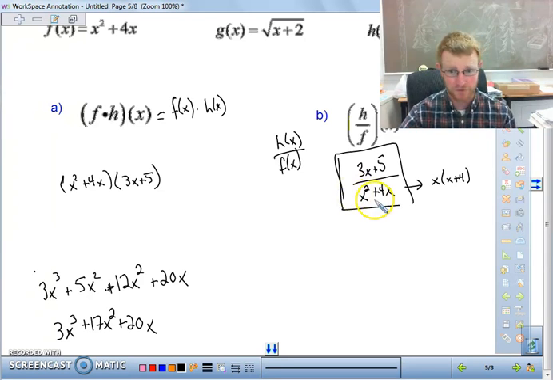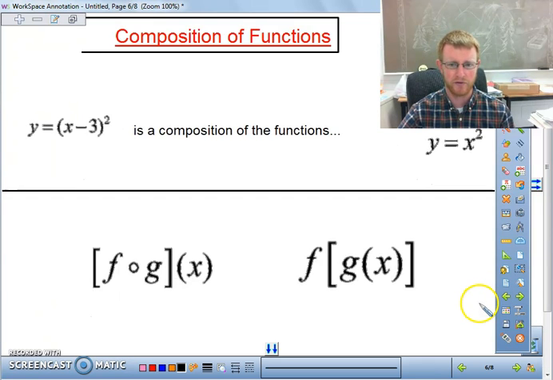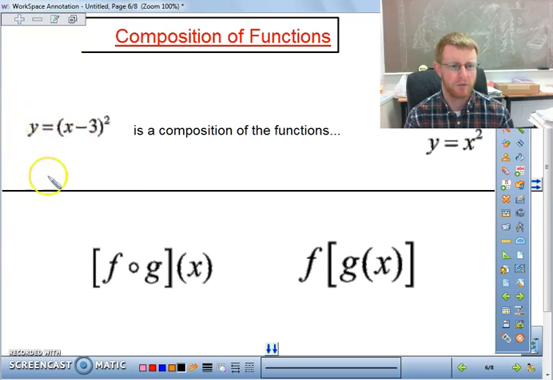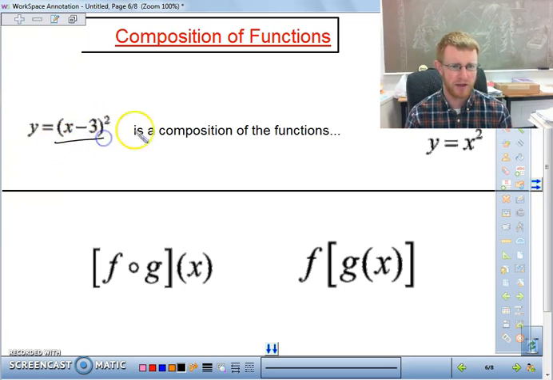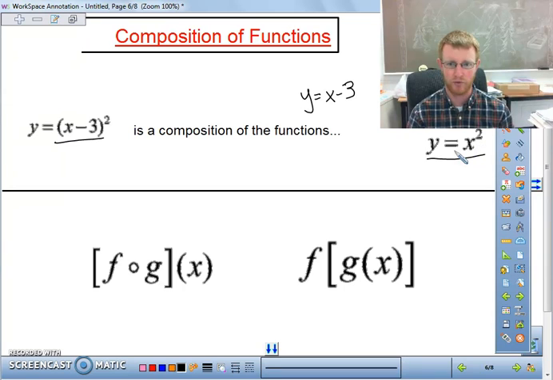So that's the operation of functions. The second part is composition of functions, which again, I know we've done this before, but this is good review because I know a lot of us struggle with this. If you look at this example, we have y equals (x minus 3) squared. If you think about it, this is a composition of functions, where one of your functions is y equals x minus 3, and the other function is y equals x squared.